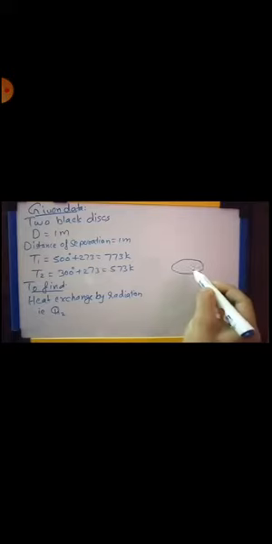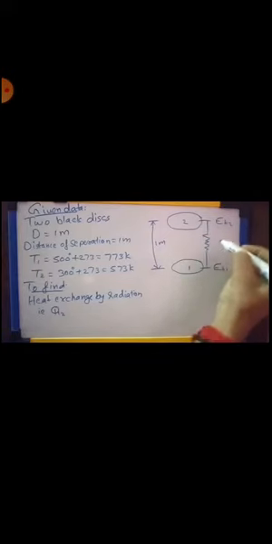Okay. First of all, draw the diagram. There are two black discs, disc 1 and disc 2. They are separated by a distance of 1 meter apart. Let EB1 be the emissive power of the first disc and EB2 be the emissive power of the second disc, and the resistance R is given by R is equal to 1 divided by A1 F12. Here A1 is the area and F12 is the shape factor.